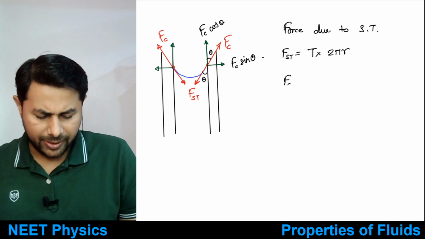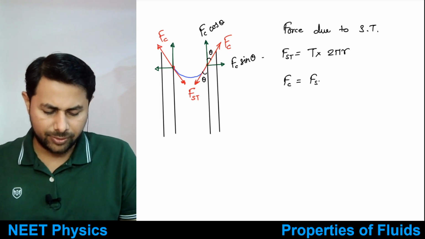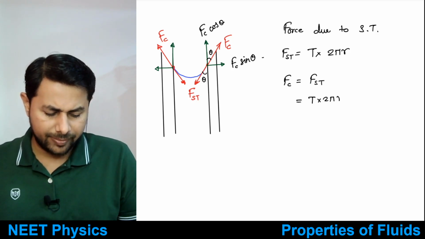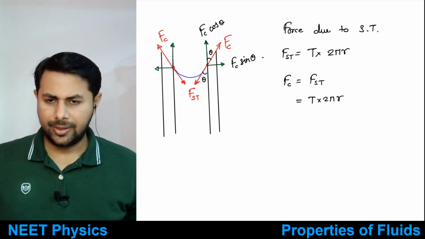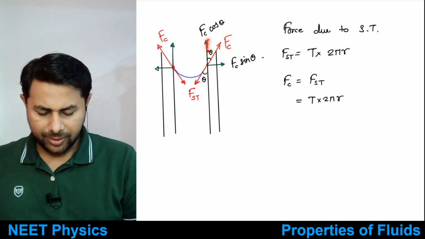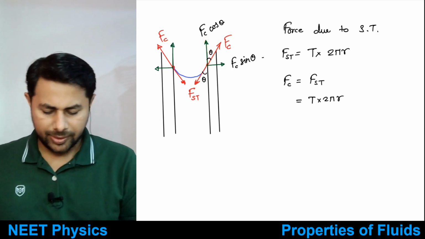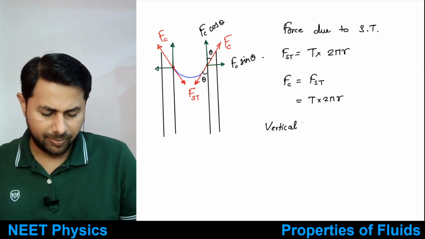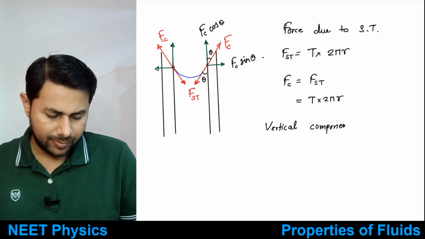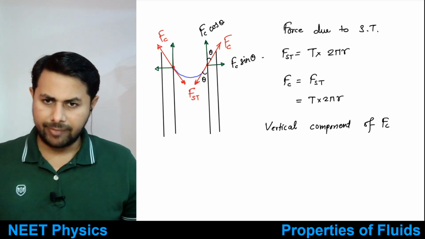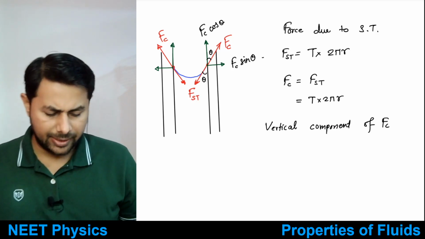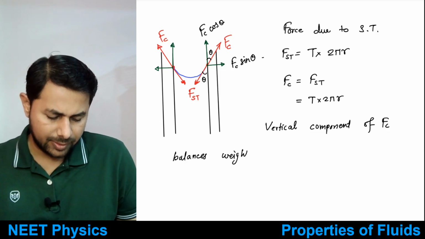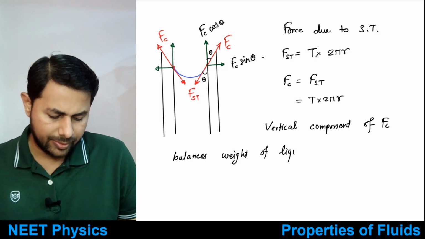Okay, so Fc is also equal to the force due to surface tension. This is according to Newton's third law, and that is T multiplied by 2 pi r, right? And then the vertical component of this force due to the capillary tube balances the weight. So the vertical component of Fc balances the weight of the liquid column, right?